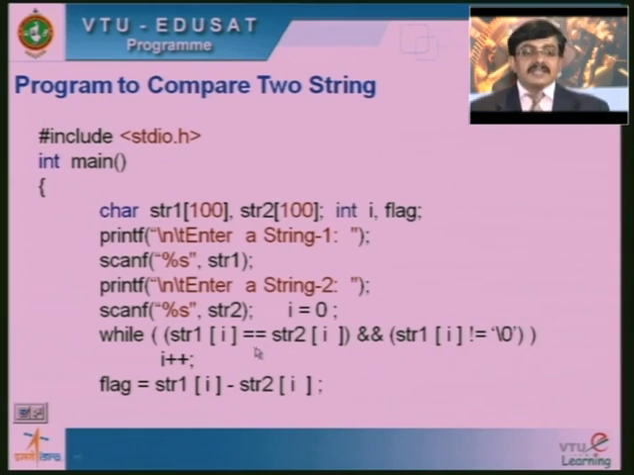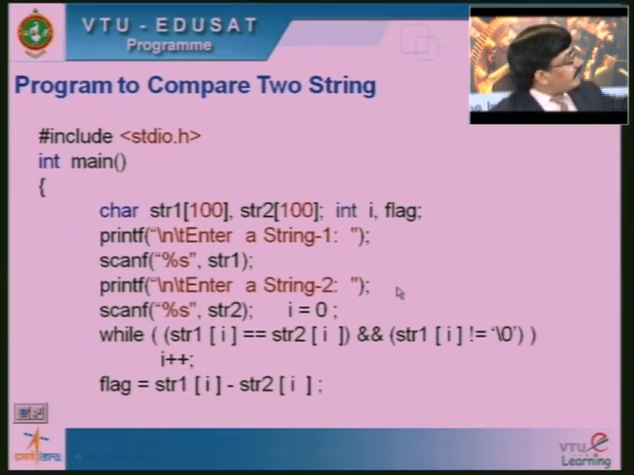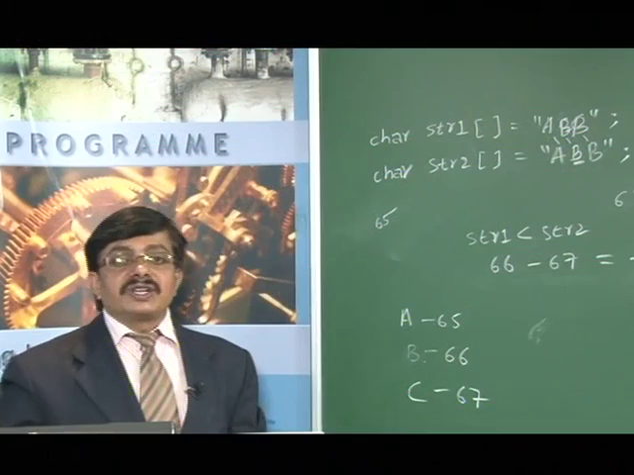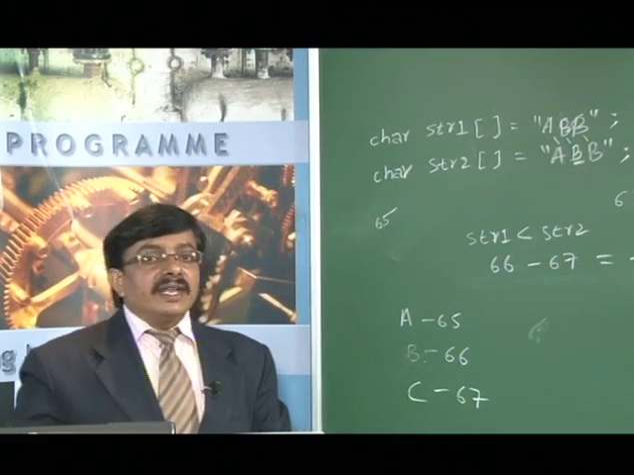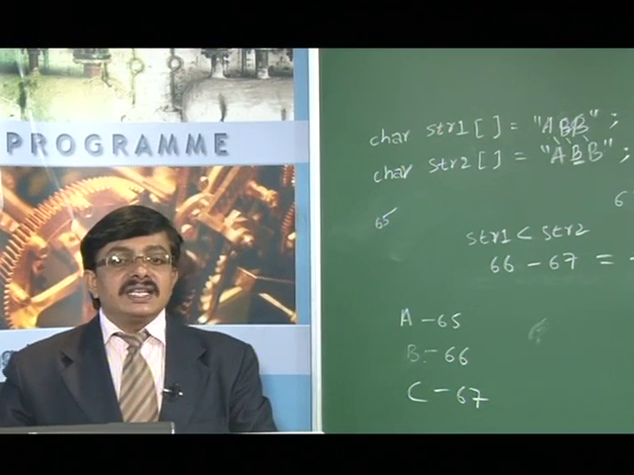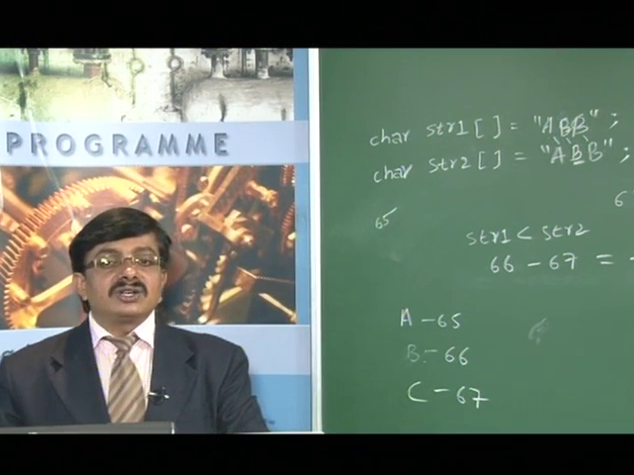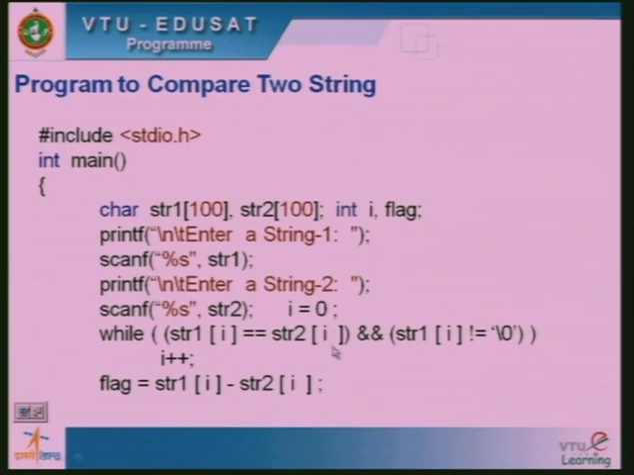So now what happens here is, when str1 of 0 is the same as str2 of 0. In the example, I have taken two strings, a, b, b. When I take the strings a, b, b, str1 of 0 is the same as str2 of 0. So the condition is true, and str1 of 0 not equal to null character, that condition is also true. I come back to the loop and increment the I value.